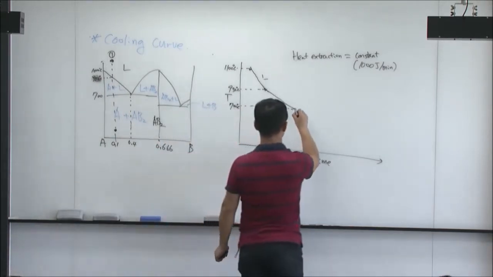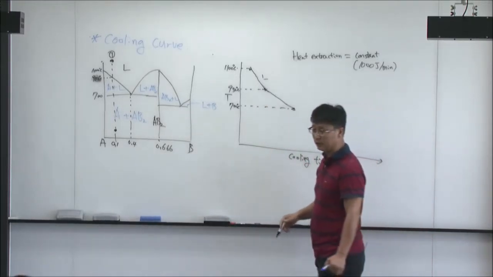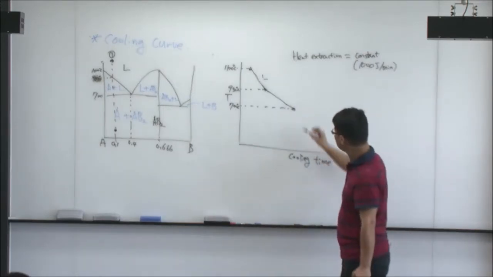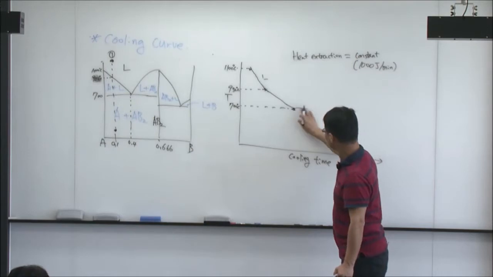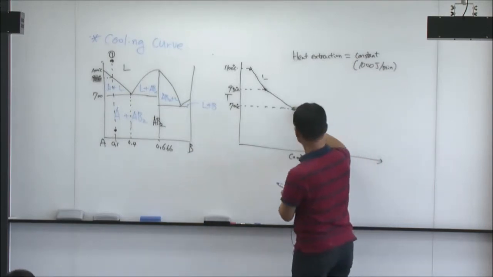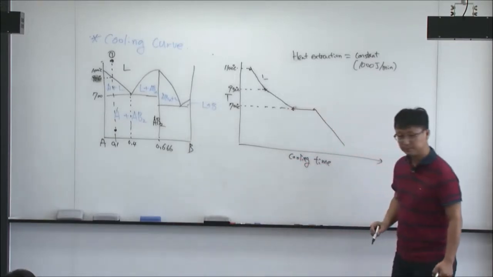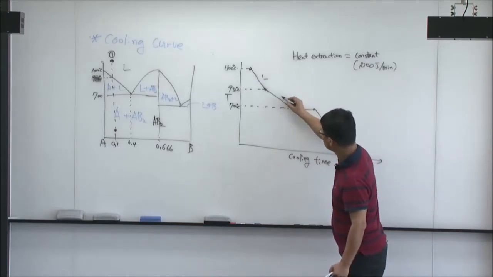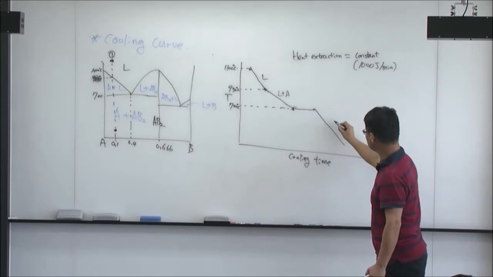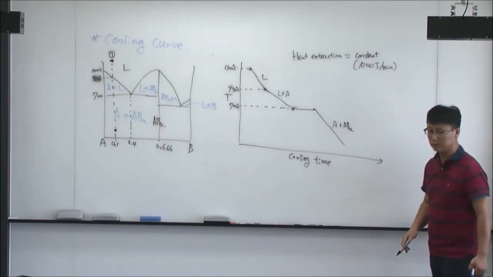And then something very interesting happens. At 700 degrees Celsius, it's not cooling down continuously like this anymore. It takes time to keep the same temperature, and then it's cooling down again. So this area is liquid plus A, this temperature is liquid, and this is A plus AB2. So it's happening like this.